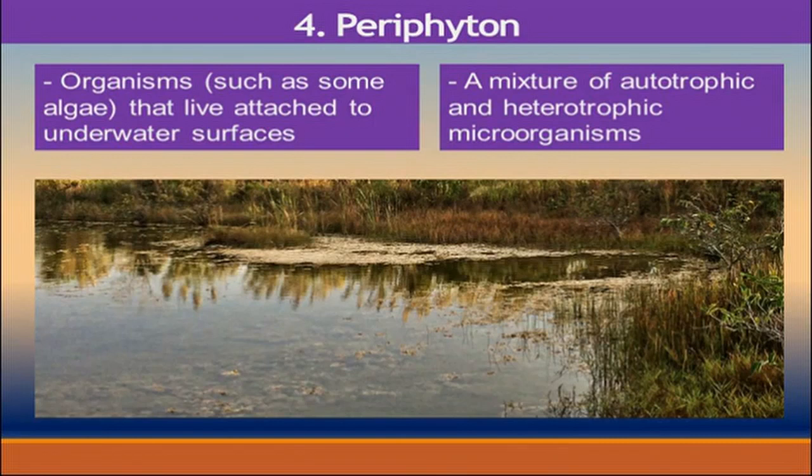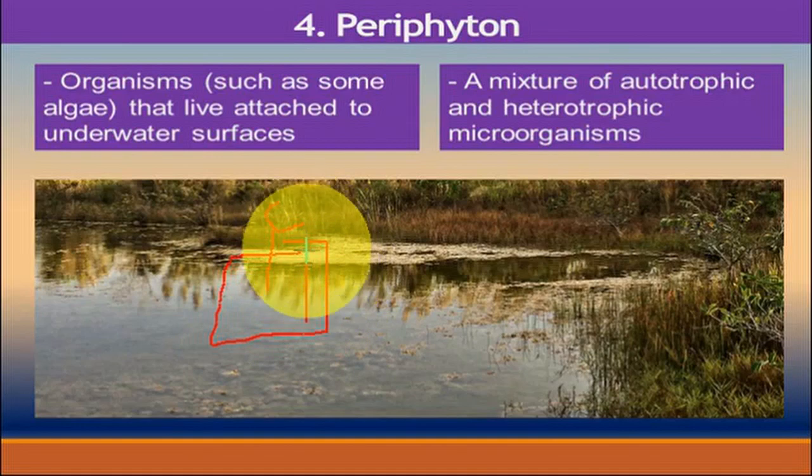The fourth one is periphyton. Periphytons are the organisms that live attached to underwater surfaces. As you have seen here in this picture, these are the floating plants or the submerged plants. Floating plants also have some part of the body underwater, and submerged plants have their roots at the bottom of the water. So these plants have a part of the body underwater.